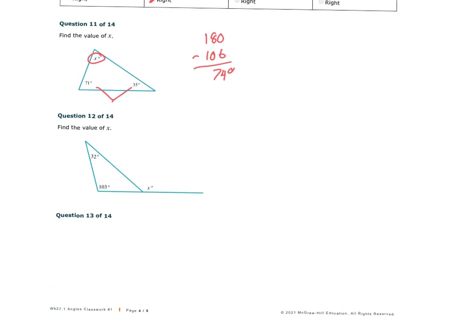Okay, find the value of x. Well, we know they're going to all add up to 180. So these two add up to 106. So we could do 180 minus 106, would give us 74 degrees. Always check your work. I do this math pretty fast.